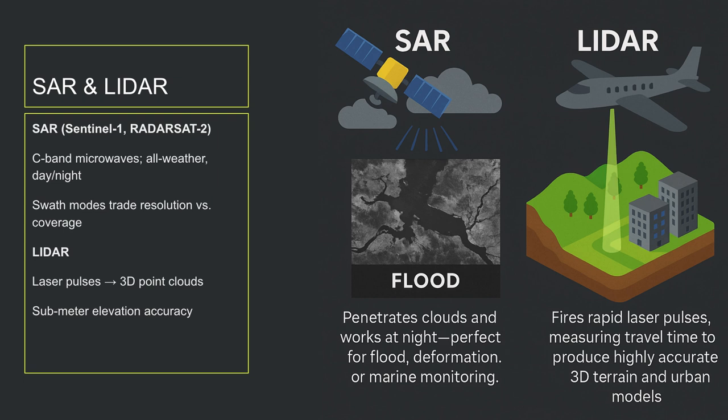LiDAR, light detection and ranging, is an active remote sensing method that uses laser pulses to measure distances to Earth's surface. It emits rapid laser pulses, calculates the two-way travel time of each pulse, and determines distances based on the speed of light. These measurements, combined with GPS and IMU, inertial measurement unit, data, generate highly accurate 3D models known as point clouds.